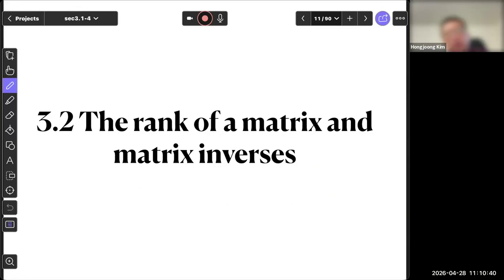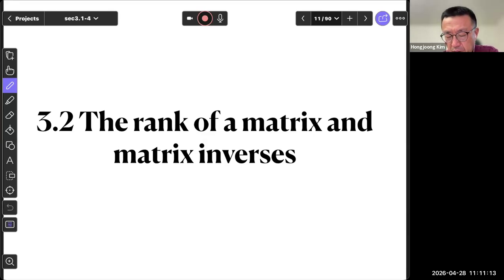We considered elementary row or column operation and the effect of performing elementary row operation is the same as multiplying the corresponding elementary matrix to the given matrix. And more than that, all these elementary matrices are invertible. Okay. So that's what we considered in section 1.